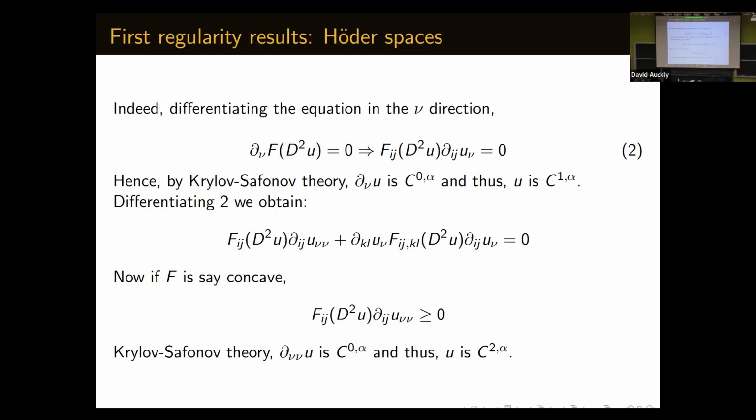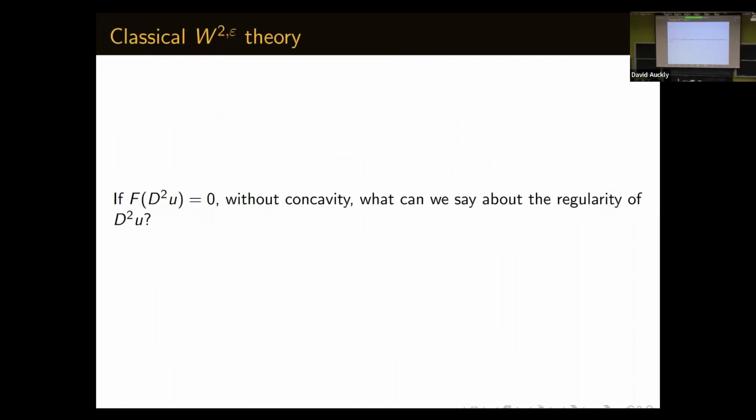So this is far from being a rigorous proof. It's just to give you an idea on how to connect the dots here, or how to expect solutions to be C1 or C2 alpha. All right, and what about without the assumption of concavity or convexity on the operators? What can we say about the regularity of the Hessian or regularity of the second derivatives?